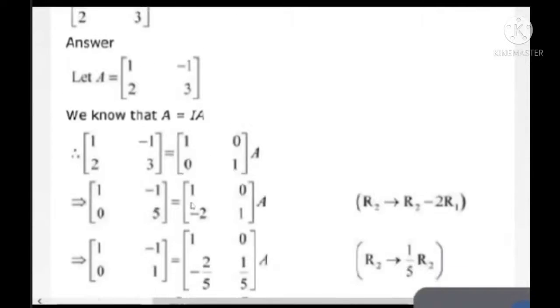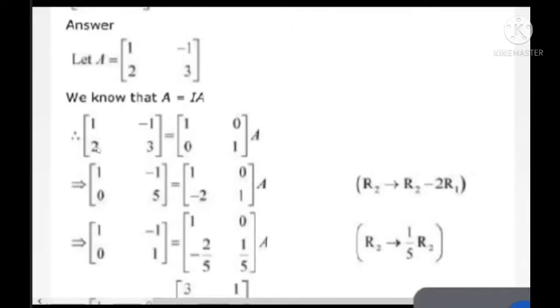Okay, now what is our work? You see, we have to make the left hand side an identity matrix. In an identity matrix, the diagonal elements will be 1, and the corresponding other elements will be 0. We have to make it in this way. So now you see, in the main matrix the first element is 1, okay. Now the element below is 2, so we have to make 2 a 0.